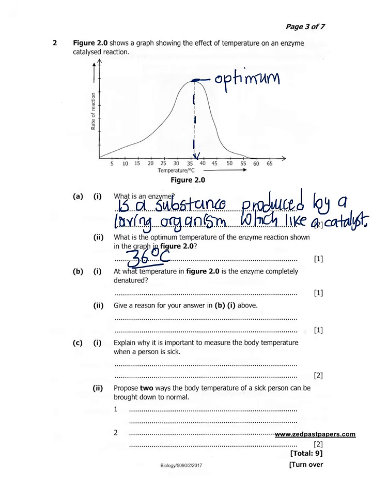Then let's move on to B, Roman number 1. At what temperature in figure 2.0 is the enzyme completely denatured? So if we look at the denaturing, one of the characteristics of enzymes is that enzymes have a specific shape. Then if we look at the enzyme being denatured, we are saying the enzyme has changed its original shape in such a way that it can no longer fit its substrate.